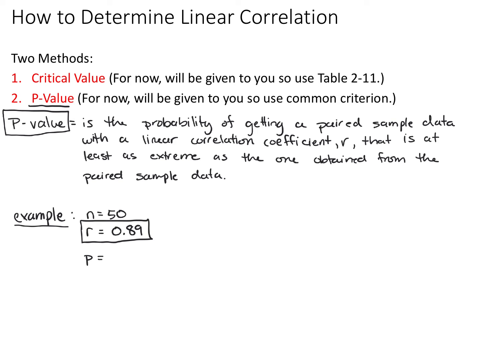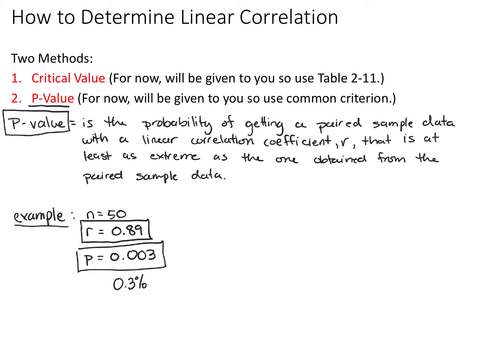Let's suppose that the probability of getting a correlation coefficient of 0.89 for this particular sample data is 0.003. So a p-value of 0.003, if I convert that to a percent, is approximately 0.3%. So 0.3% is relatively small.